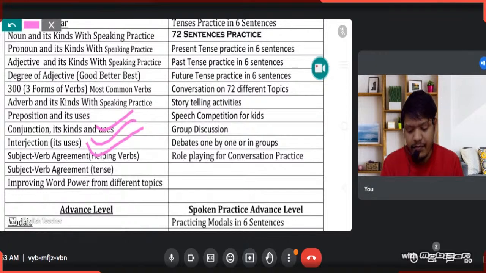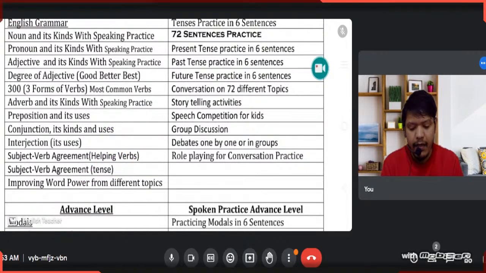And then subject verb agreement with the tenses. According to tenses: is, am, are, was, were, has, have, had. How they have to be used in tenses: present, past, future. Making sure we keep on improving word power according to different topics. This was the grammar, learning about the grammar structure while learning the English language.